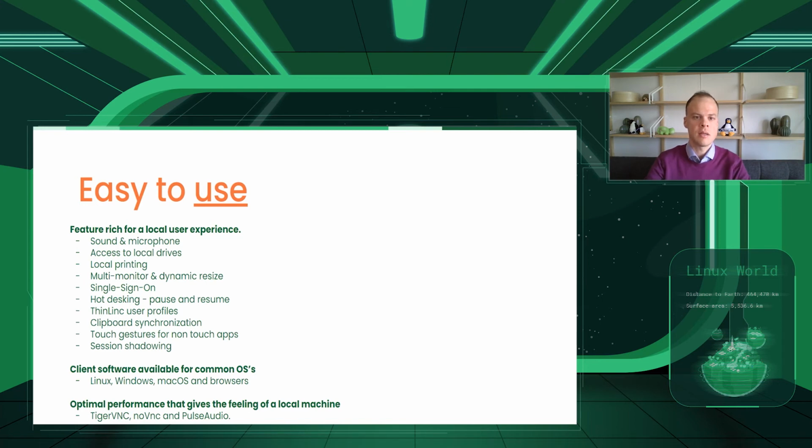So if we think of the example of the bank, it's important perhaps to keep the information secure in the server, but maybe it needs to print some reports or any sort of papers in the bank branches, and that is possible through ThingLink, to print it locally. It also has support for multi-monitor and the dynamic resize function, single sign-on, and hot desking.